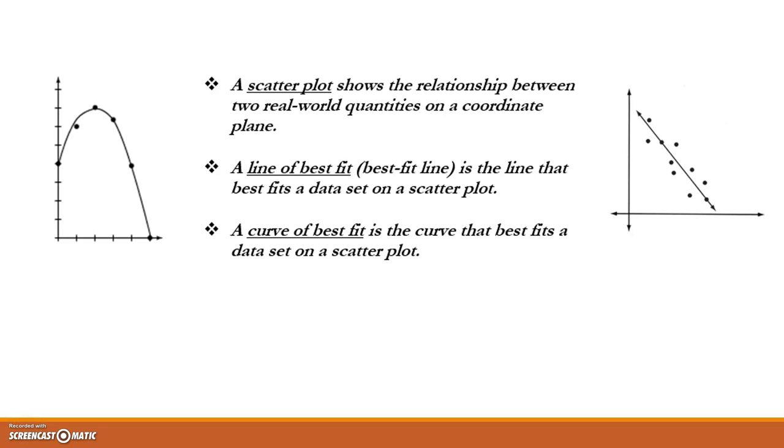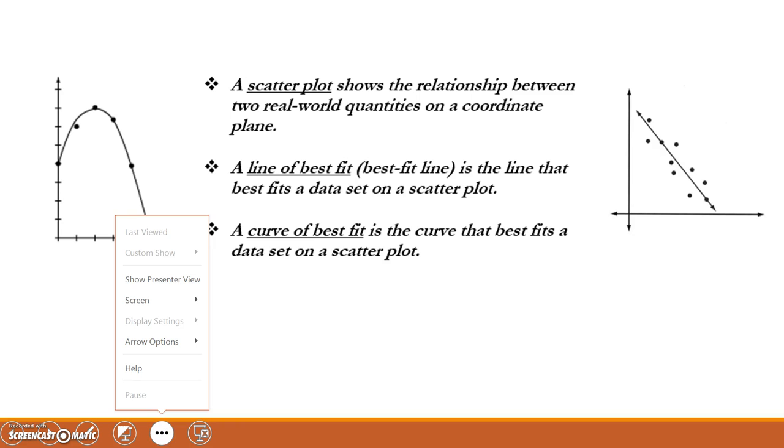So today we're going to learn about scatter plots. A scatter plot shows the relationship between two real-world quantities on a coordinate plane. The examples to the left and right are scatter plots. A line of best fit is the line that best fits a data set, so that's the line on the right-hand side. And a curve of best fit is a curve that best fits, so that would be the example on the left-hand side.